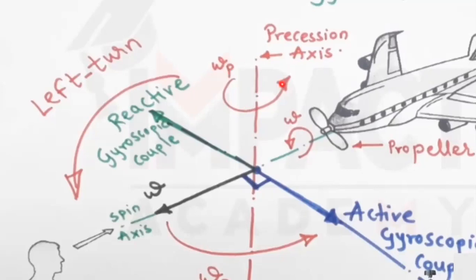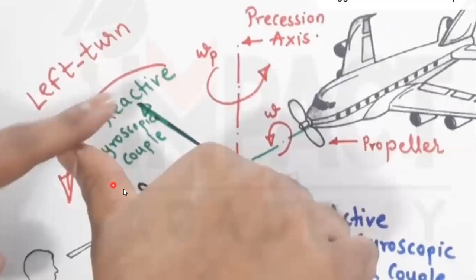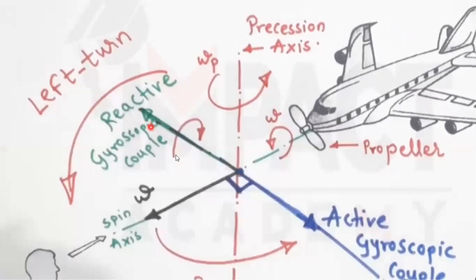Next, just keep your right hand fingers and thumb pointing towards this arrow. This thumb will be denoting the direction of this arrow. Imagine all four fingers closed like this. When you close and open them, automatically it will give the couple direction, how the couple is formed. So your right hand thumb will be denoting the arrowhead of the reactive gyroscopic couple. If you close and open your four fingers, you will be getting a couple like this. It's just a hint so that it will be very easy for solving the problem.